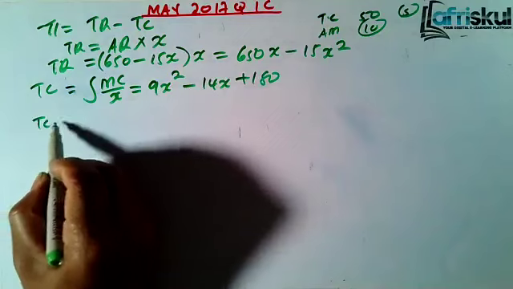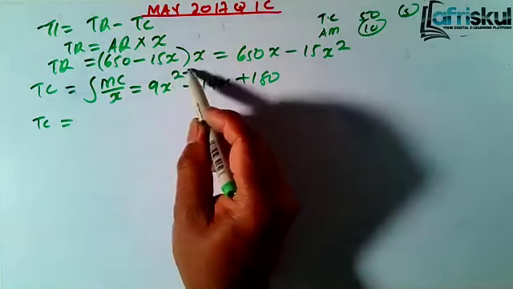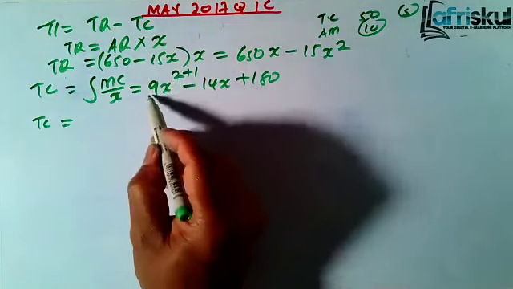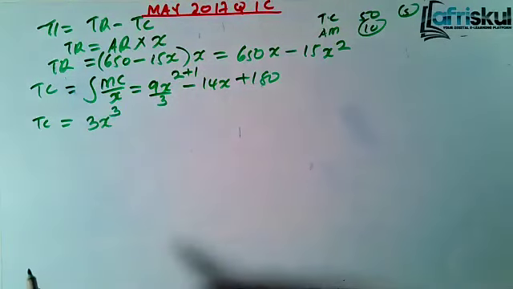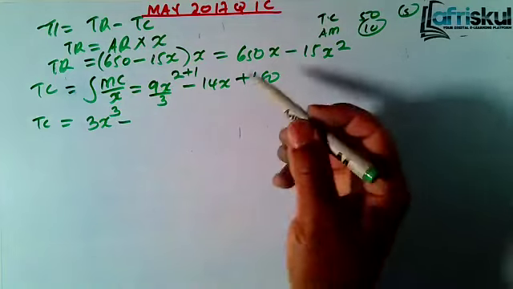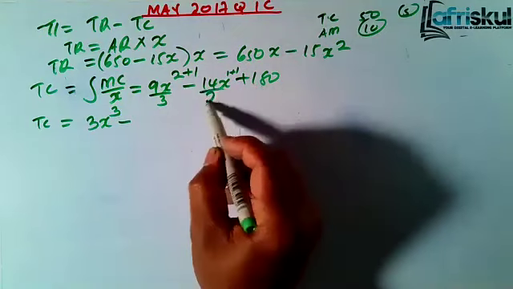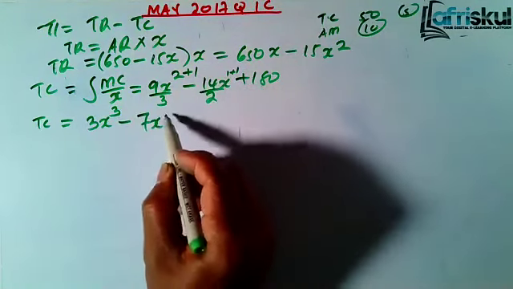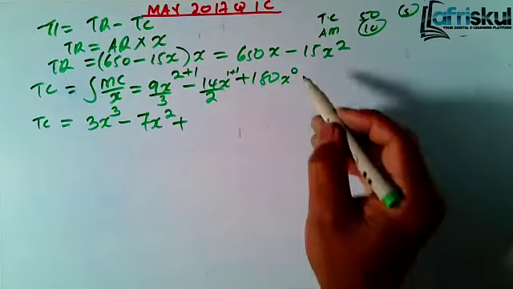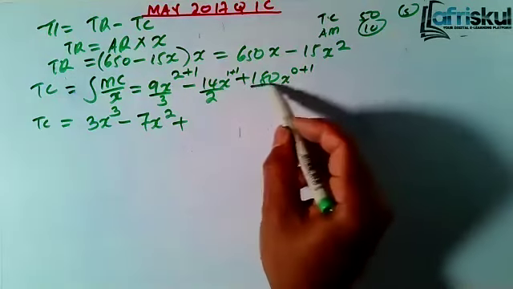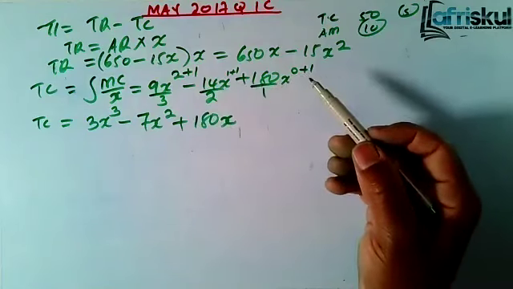So now let's get the total cost. We're integrating the marginal cost. We add one to the power: 2 plus 1 is 3, then you divide by 3. So 9 divided by 3 gives 3x cubed. Minus 14x, which is x raised to 1, you add 1 to get 2, so you divide by 2. 14 divided by 2 gives 7x squared. Plus 180, which is x raised to power 0, you add 1, 0 plus 1 is 1, and you divide by 1. So it will be 180x. That's the total cost.